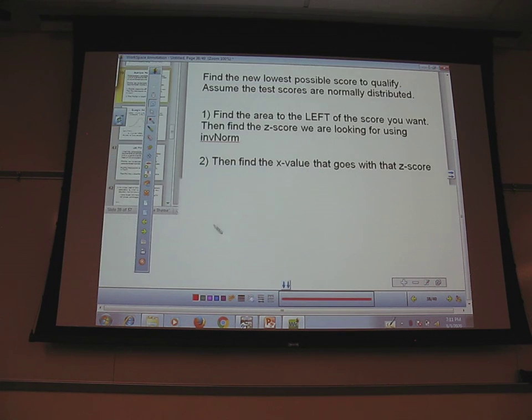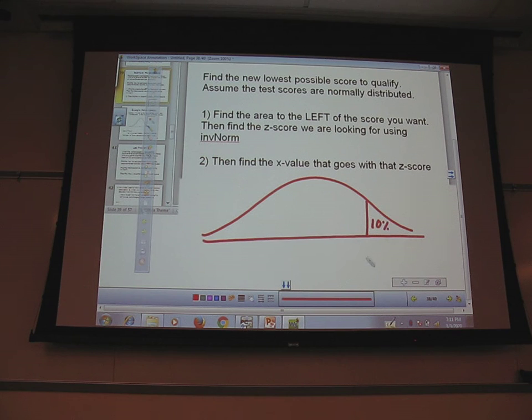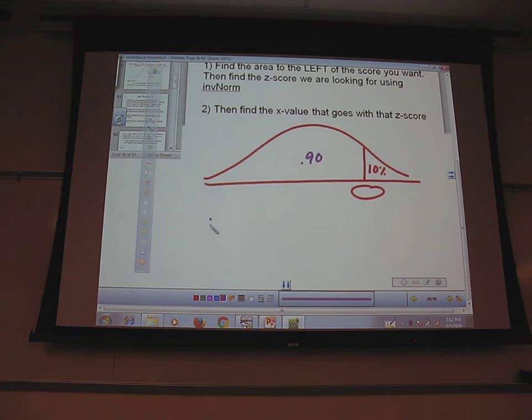Great. So you have to score in the top 10%. So here's the top 10%. I define this z-score. So I'm going to say, okay, if that's 10%, then this is 90%. Everybody with me on that part? So I'm going to do inverse norm of 0.90, and I'll get 1.28.